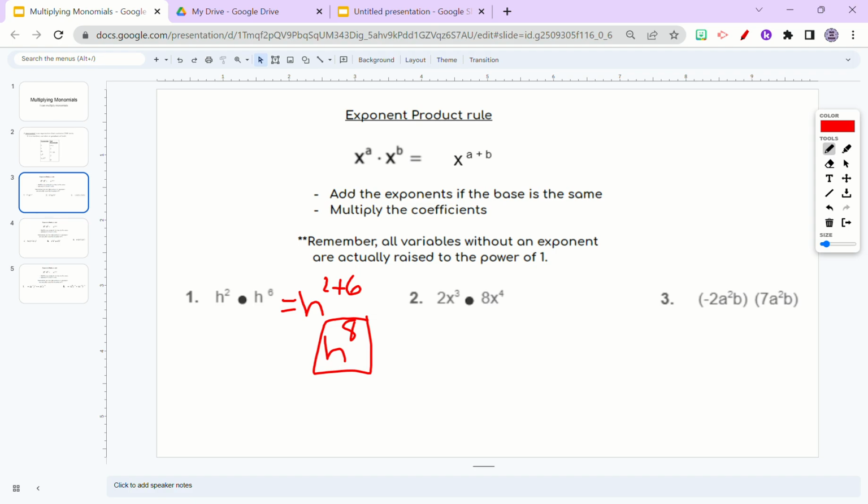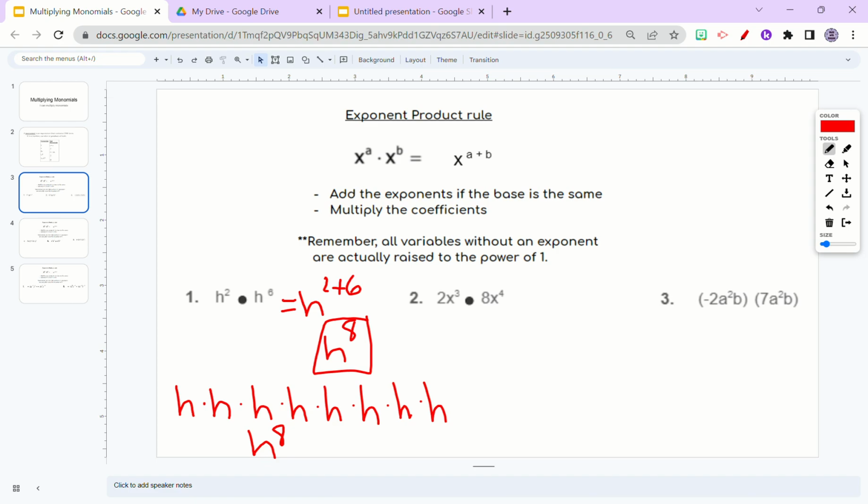Now, let's say you forget the rule. That's okay. You can still solve this, but it'll take you a little bit longer. Here's where the rule comes from. H squared is really written as h times h, right? And then h to the 6 is really written as 1, 2, 3, 4, 5, 6 h's. In total, you got 1, 2, 3, 4, 5, 6, 7, 8. So you've got h to the 8th power.